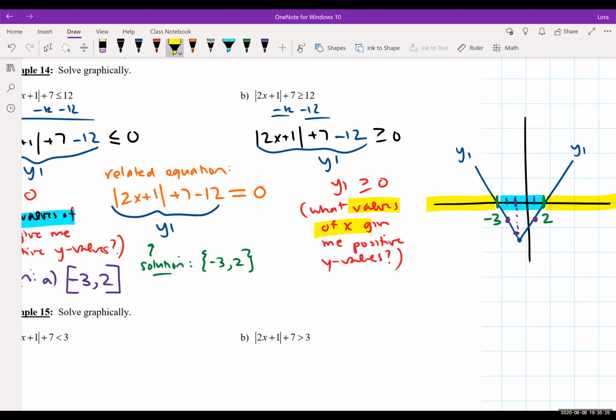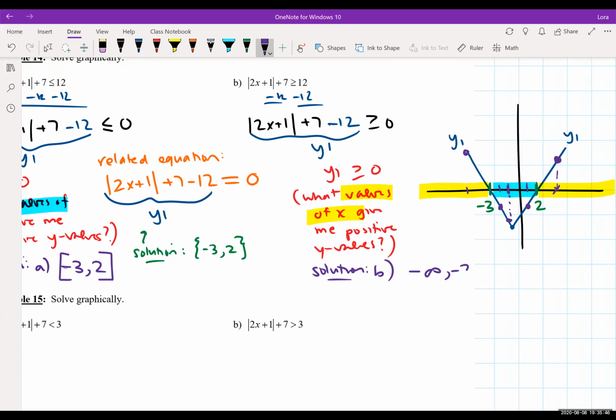And if you're not sure, you could pick a test point in the yellow regions and see, oh yeah, if I map it up to my function, I'm always going to get a positive y value because the function's above the x-axis. So the solution to part B, if we're going to describe that yellow region, is -infinity to -3, with brackets, and we have a union from 2 to infinity.